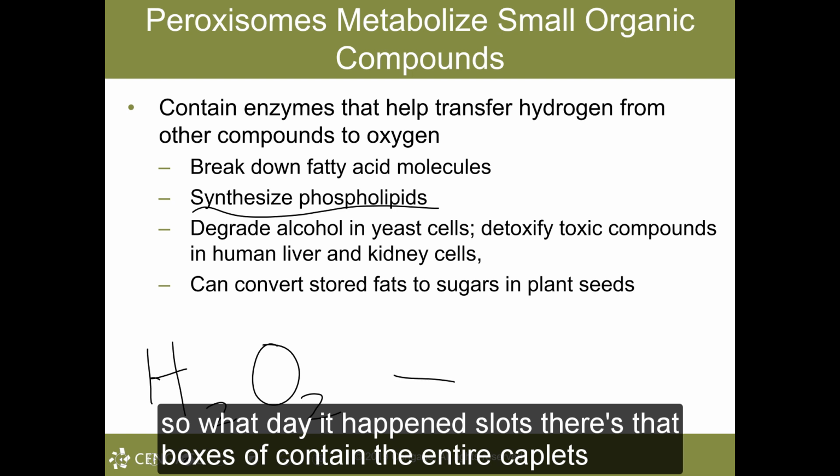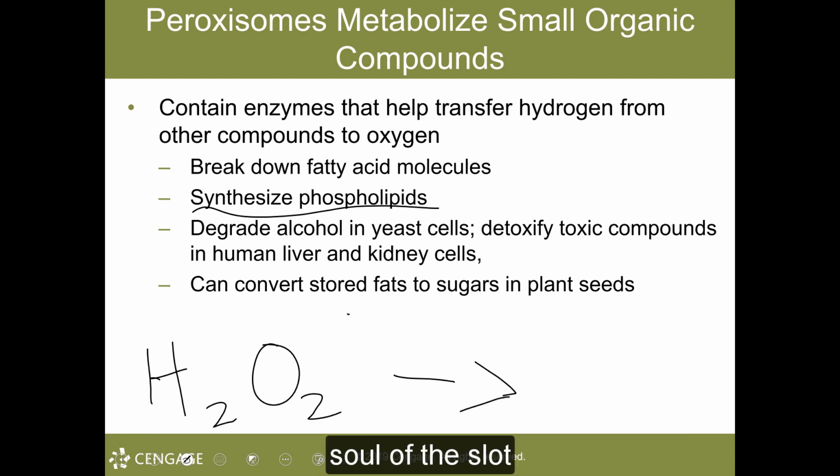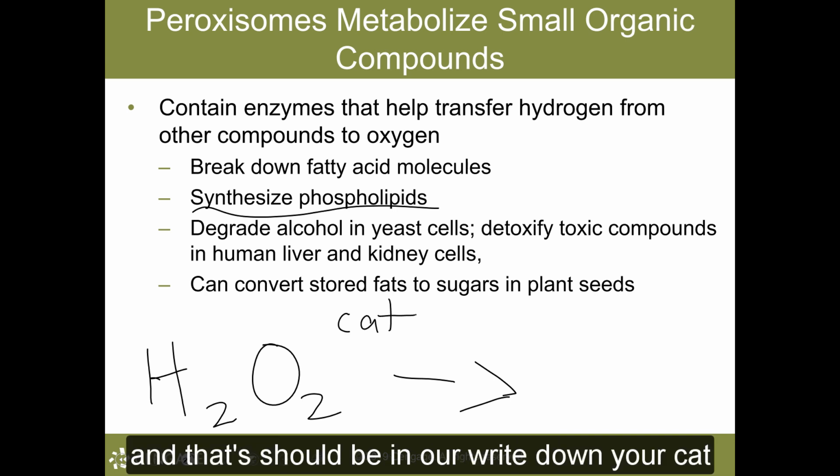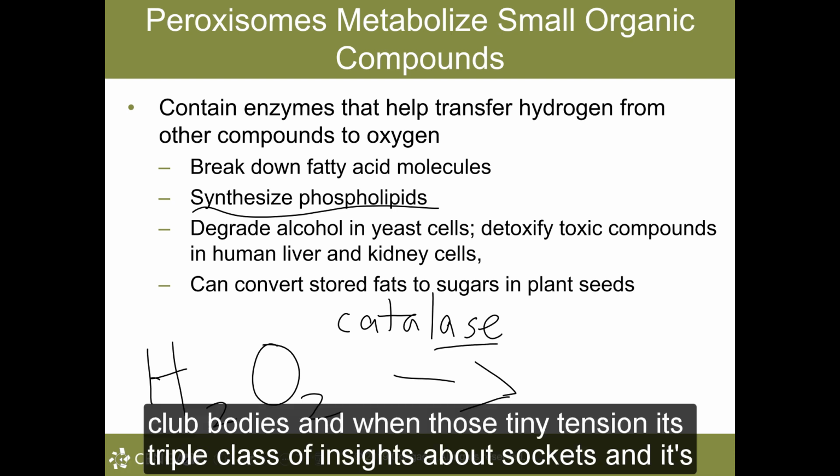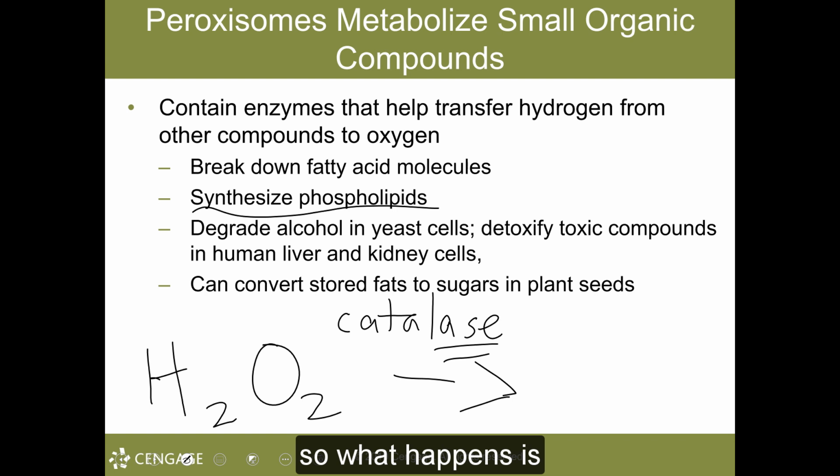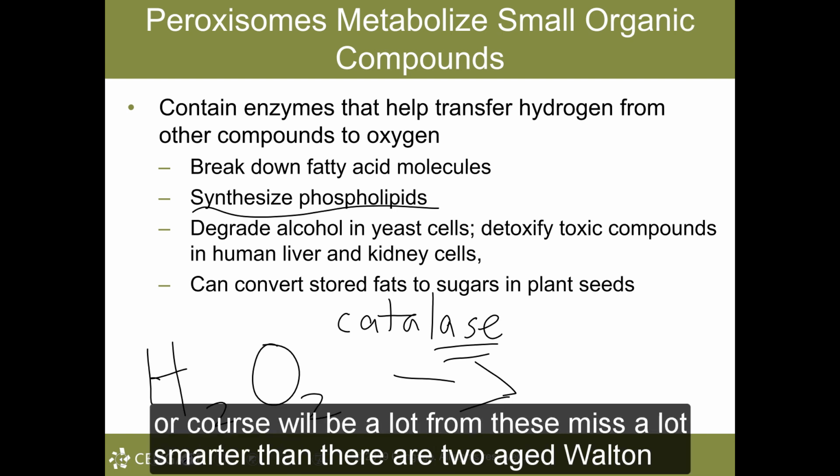So I'll draw this line here, and that should be an arrow. And I'll write down here catalase, and for those paying attention, it's typical for enzymes to have the suffix -ase. So what happens is catalase rapidly splits that excess hydrogen peroxide, H2O2, into water and oxygen.